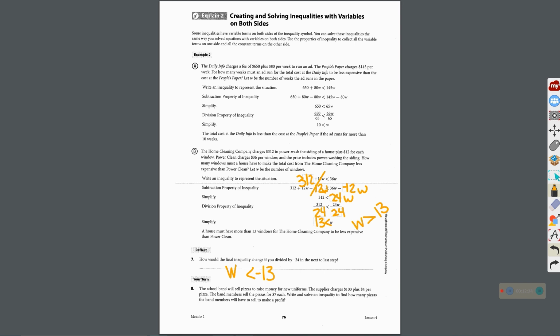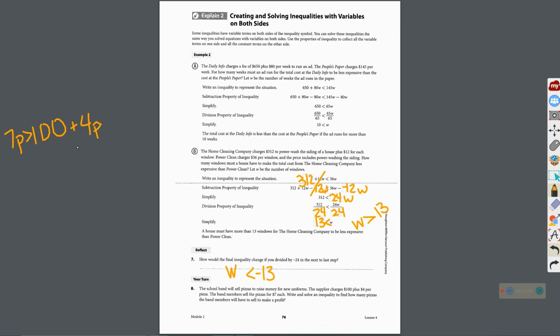8. The school band will sell pizzas to raise money for new uniforms. The supplier charges $100 plus $4 per pizza. Okay, so here we go. 100 plus 4 per pizza. The band members sell the pizzas for $7 each. Write and solve an inequality to find how many pizzas the band members have to sell to make a profit. So we want their 7p to come out to more than the amount that they paid.